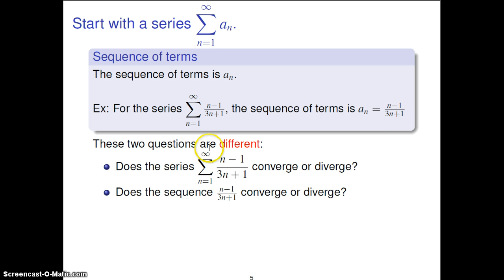And these two questions are going to be different. Does this series converge or diverge, and does this sequence over here converge or diverge? These questions are different because it turns out the answers are going to be different. This series, we will see a little bit later, happens to diverge, and this sequence, we'll see later, happens to converge. So don't confuse the two things. One of these converging does not automatically mean that the other does.